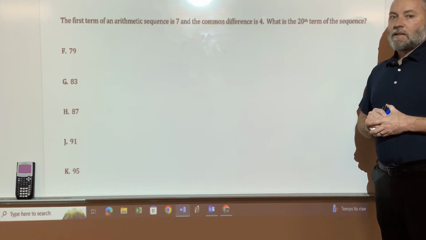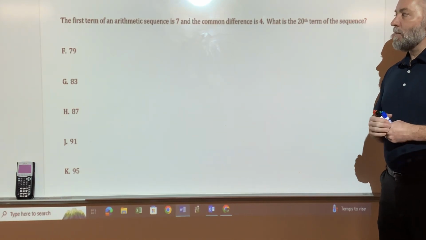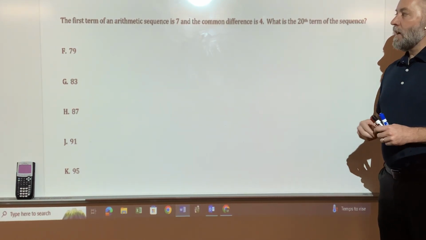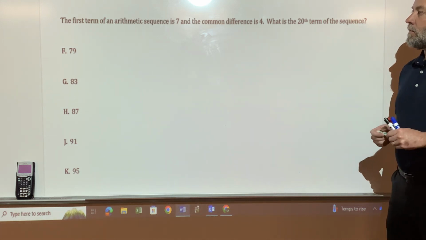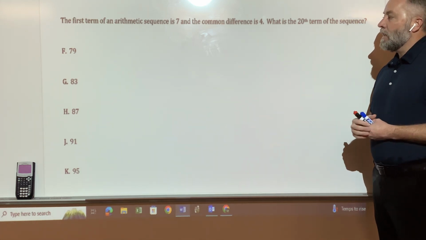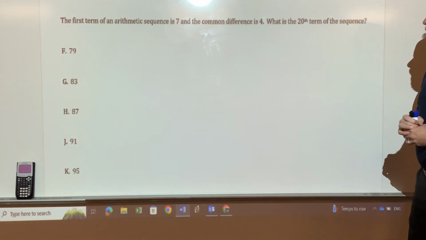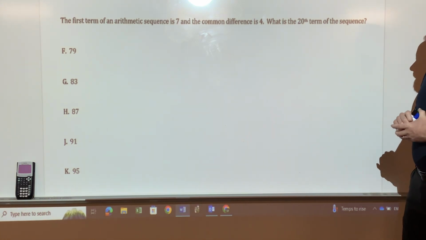This question is asking us about an arithmetic sequence, which can be an example of a linear application. It says the first term of an arithmetic sequence is 7, and the common difference is 4. What is the 20th term of the sequence?